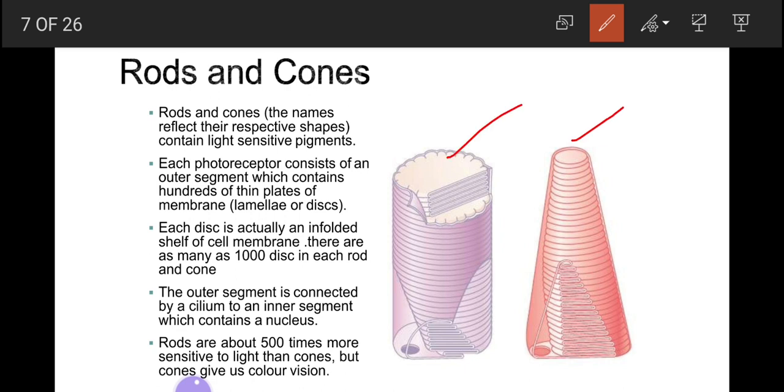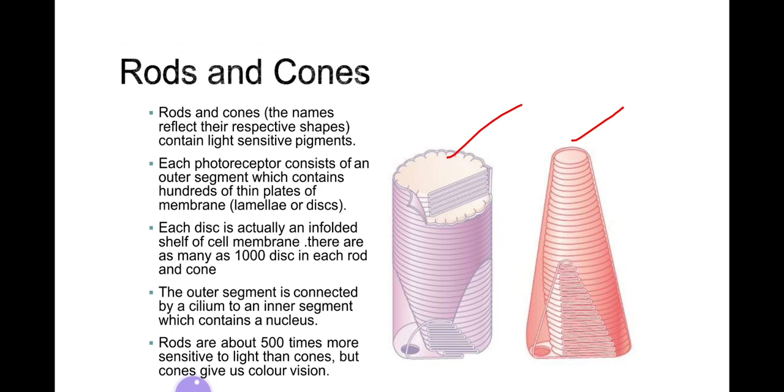Each photoreceptor consists of an outer segment which contains hundreds of thin plates of membrane, also known as the lamellae or discs. Each disc is actually an enfolded shelf of cell membrane. There are 1000 discs in each rod and cone. The outer segment is connected by the cilium to the inner segment which contains a nucleus. Rods are about 500 times more sensitive to light than cones, but cones give us the color vision.